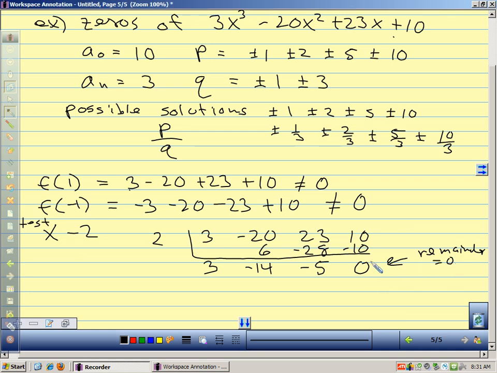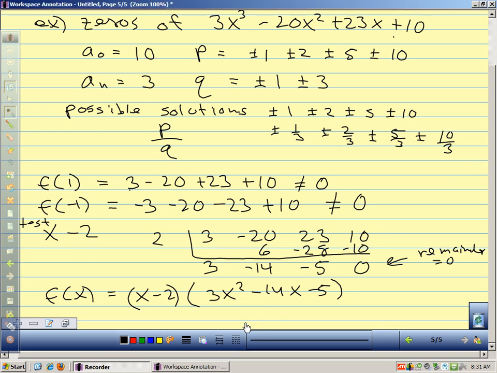So our remainder is 0, so 2 is a solution. So x minus 2 is a factor. So f of x is x minus 2 times 3x squared minus 14x minus 5. That's what I'm left with.